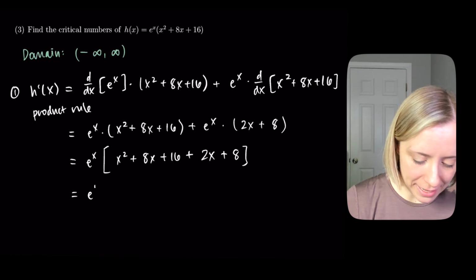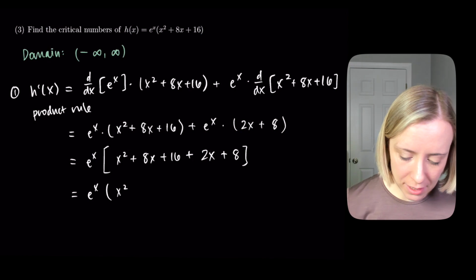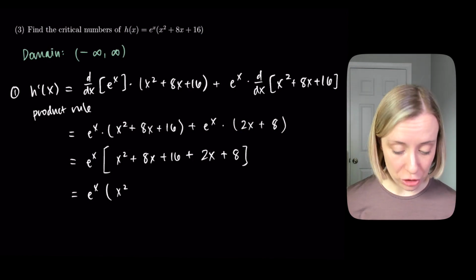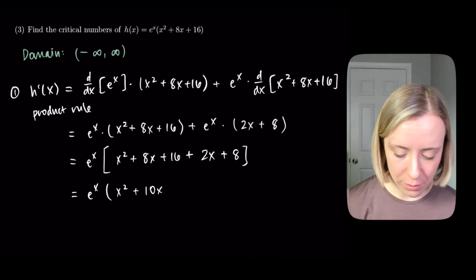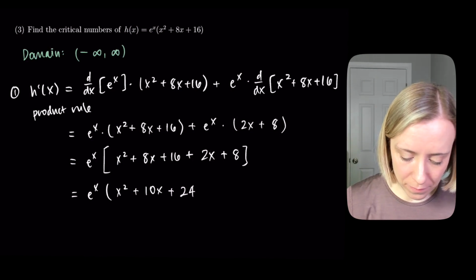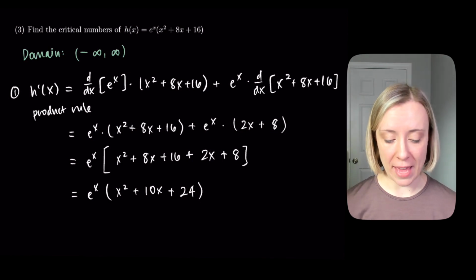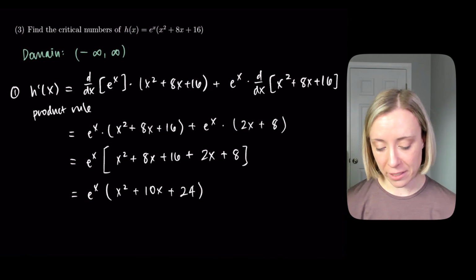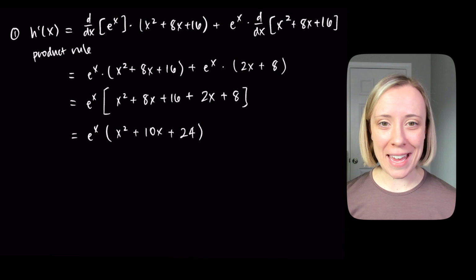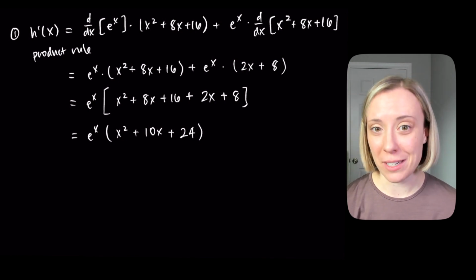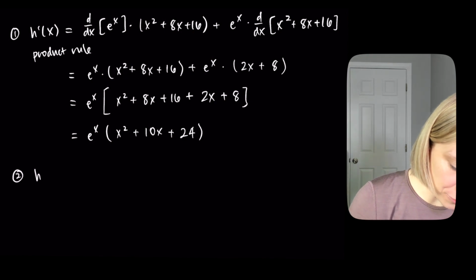All right, so let's combine like terms. I have just one x squared, so that stays there. Then I have an 8x plus a 2x, so that's 10x. And then I have 16 plus 8, which is 24. All right, so we have now simplified our derivative, and we have e to the x times the quantity x squared plus 10x plus 24. Okay, now we can get into finding where the derivative is equal to 0 and where it's undefined. So let's set it equal to 0 first.